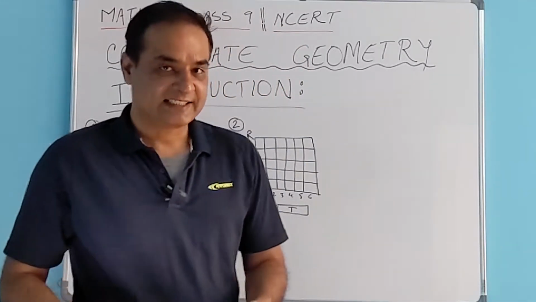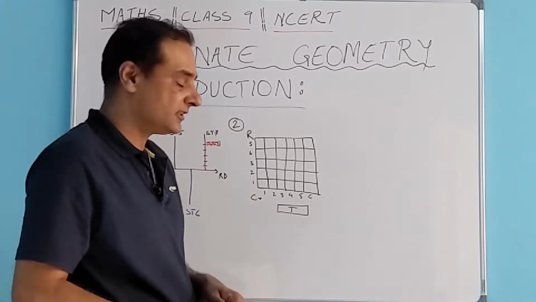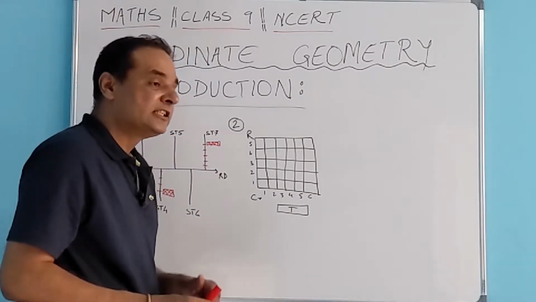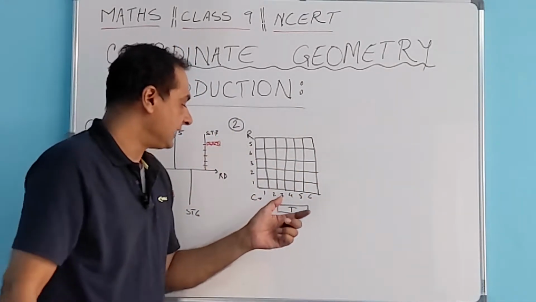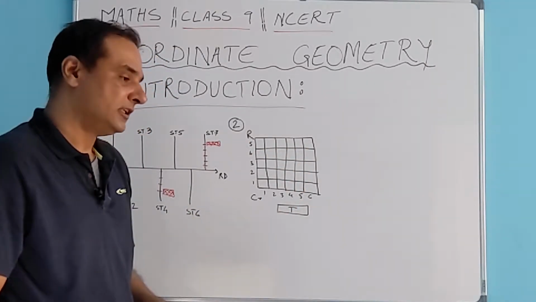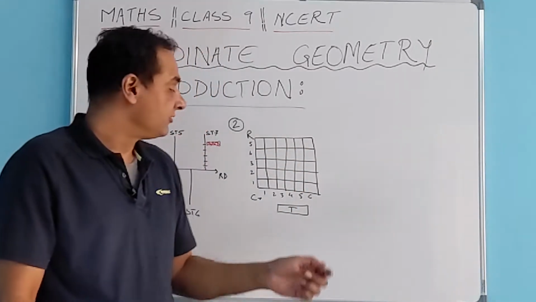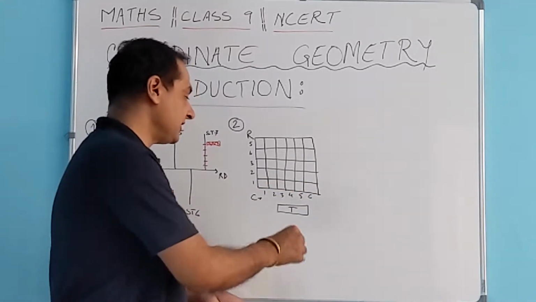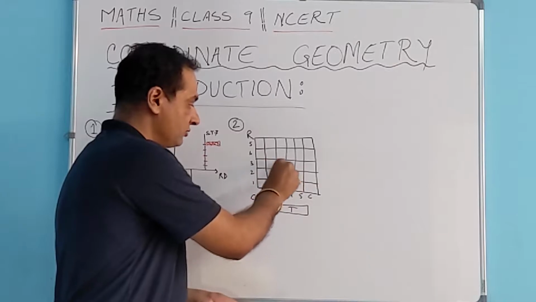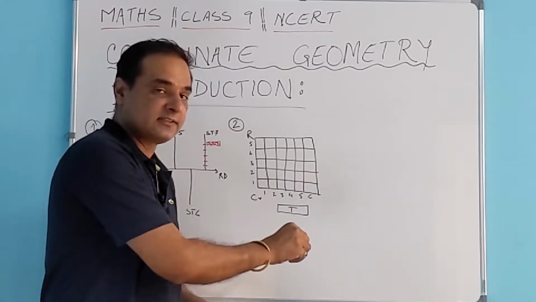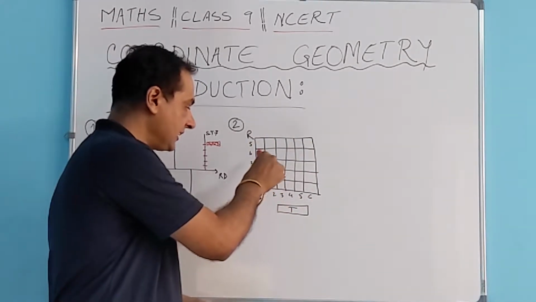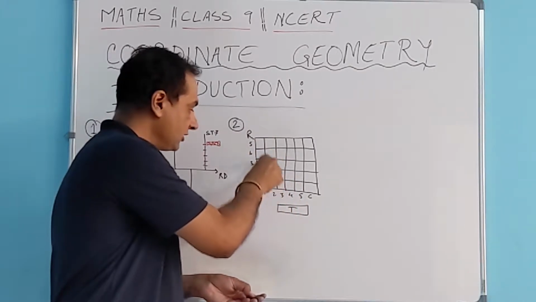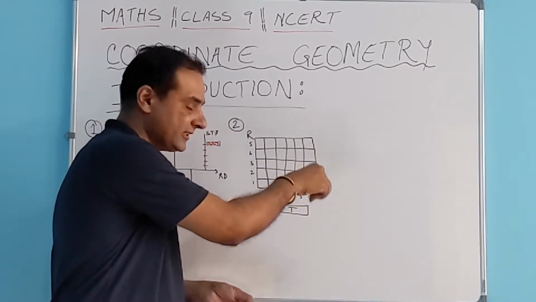Let's look at the second example to understand coordinate geometry. So consider there is a class and this is the seating arrangement. We have various rows of the tables or we can say desks where students are sitting. Row number 1, 2, 3, 4, 5, 6. This is the desk where teacher sits. And then we are having columns as well. Column number 1, 2, 3, 4, 5 and 6.